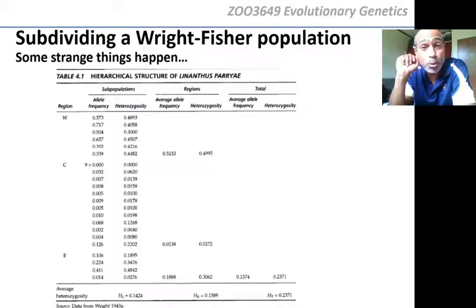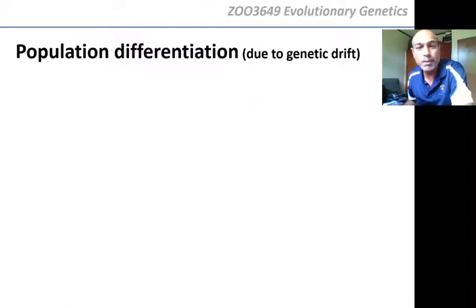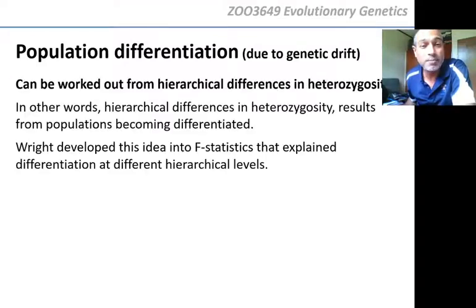Guys, it's very important for you to understand this because it's going to be examined. Okay? It's going to be examined. So basically, he figured out population differentiation in his Wright Fisher population that is happening thanks to genetic drift. He worked this out from the hierarchical differences in heterozygosities that I've just explained to you. If you're not understanding, please go back and listen to it as many times as you need to get this, because it will be examined, and there will be a lot of marks involved.